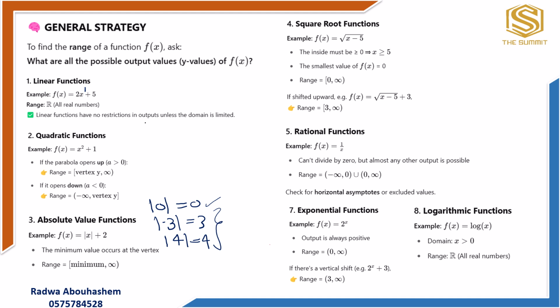Maybe your function is shifted up or down. So you have to take into consideration the vertex, or how your graph is shifted. So here it would be from 2 to infinity.